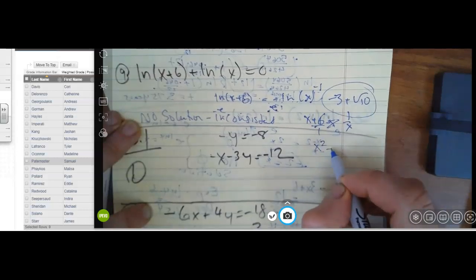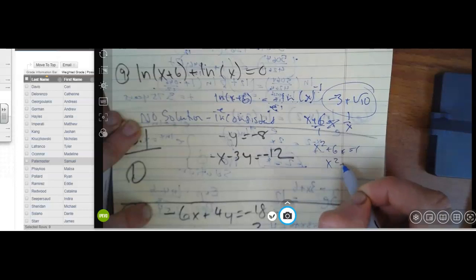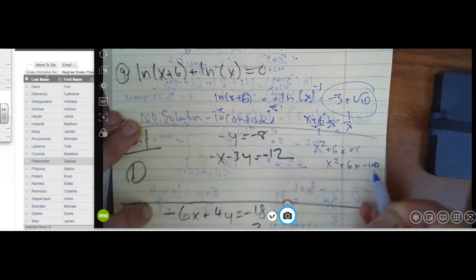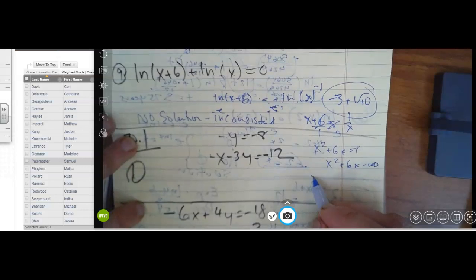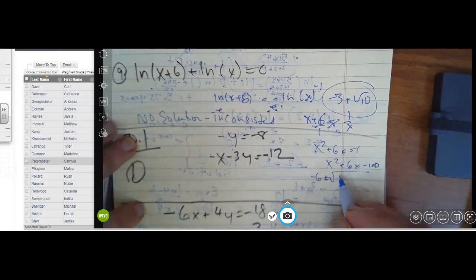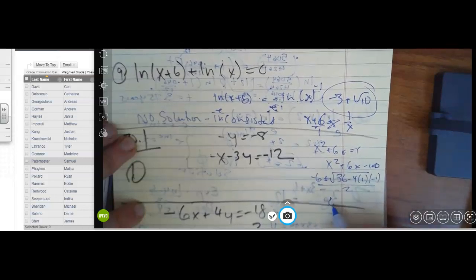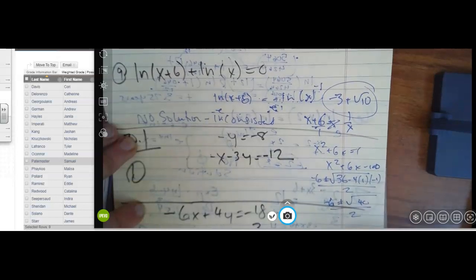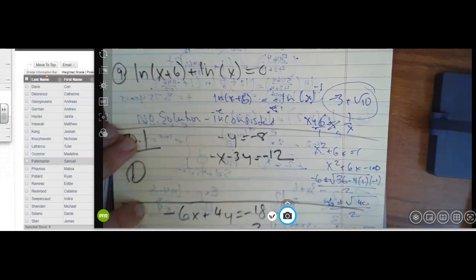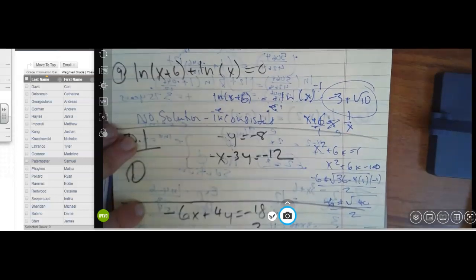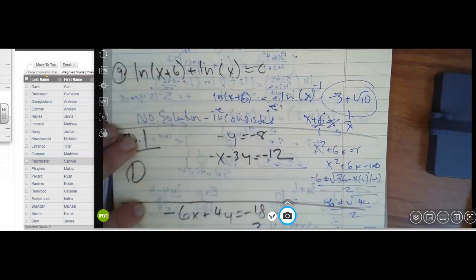And you do cross products: x squared plus 6x equals 1, so you get x squared plus 6x minus 1 equals 0. Then you do your quadratic formula, and you get negative 6 plus or minus the square root of 36 minus 4 times 1 times negative 1, over 2. Negative 6 plus or minus the square root of 40, over 2. Now you can't have the minus because that's going to be a negative log, so it's negative 3 plus radical 10.